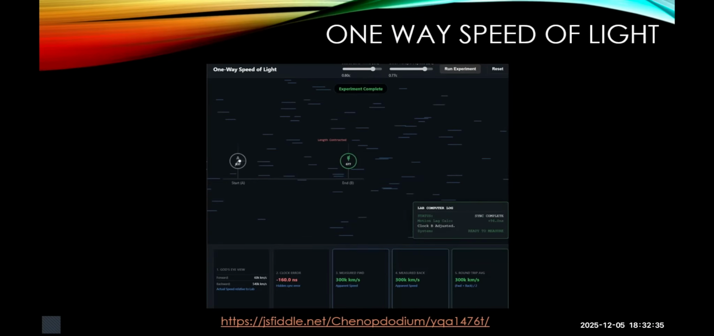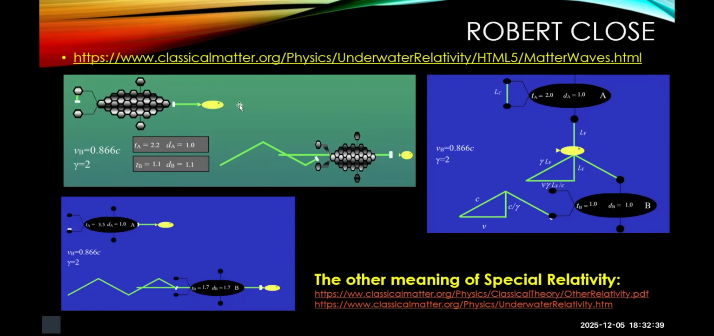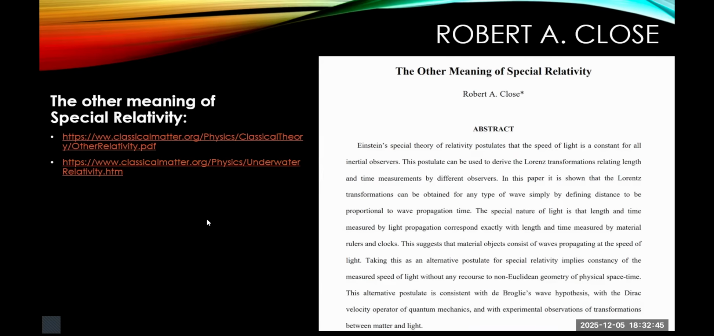So I do want to bring up Robert Close. He has done also several simulations. I'll put the link in the description also. And he has written this paper, and here's this paper. And he has written actually a lot of stuff. He has written books and many scientific publications. One of them is the other meaning of special relativity. If someone wants to get more into the math, really, and everything, I would recommend for people to read that paper.